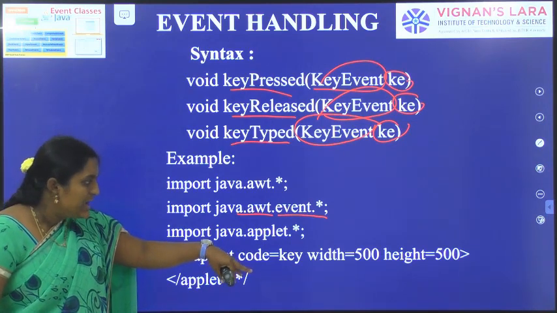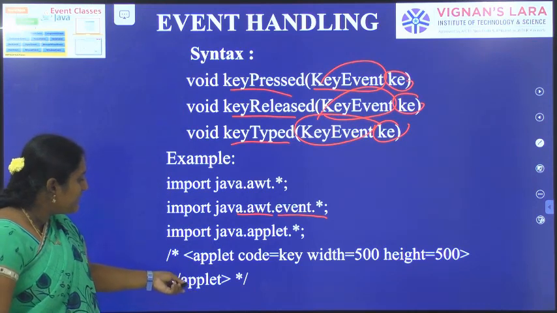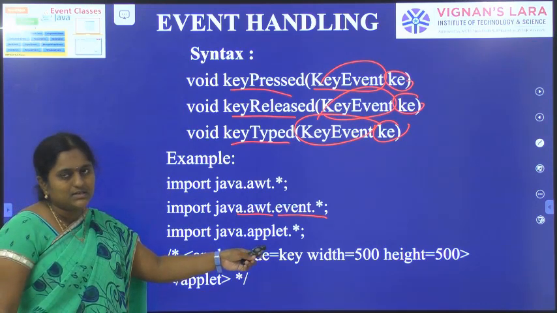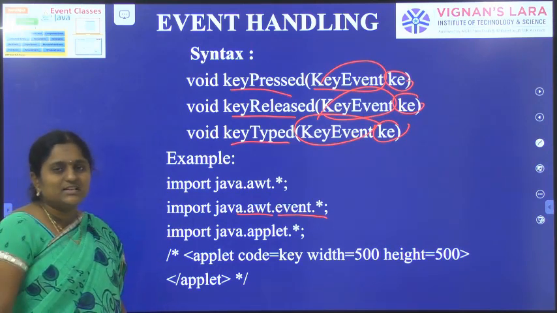Applet code equal to key. We have to set some height and width of the applet window. In a similar way, we have to close the applet, and it is placed in the comment lines.